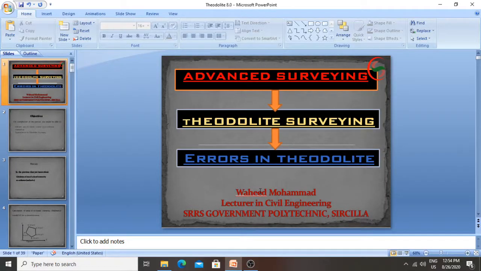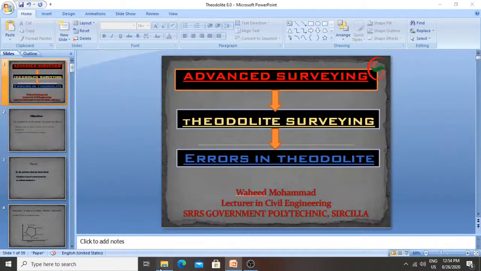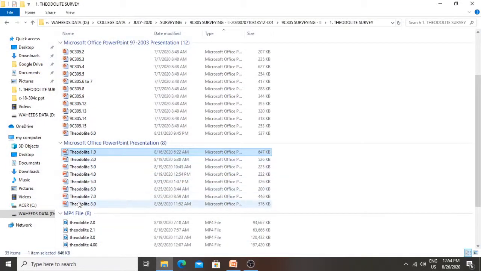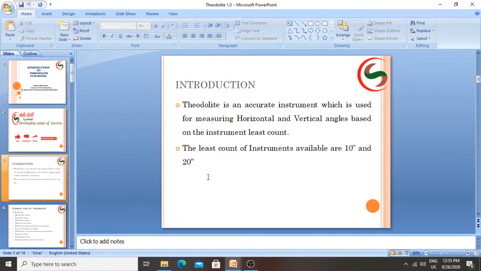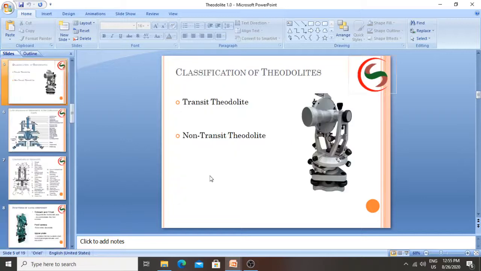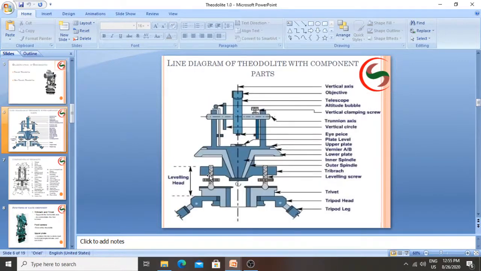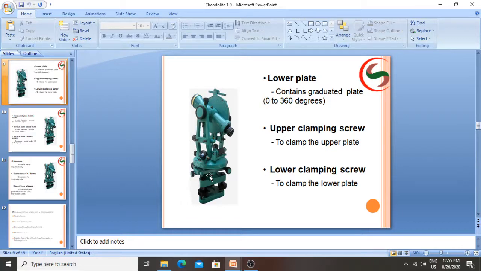So out of these 8 lectures we have gone through, what objectives we have seen from the starting? These are my 8 lectures. If I go for the first one, we have gone for the introduction. We have seen the common uses of theodolites, classification of theodolites, the line diagram with the component parts, and the functions of each component part also we have seen.